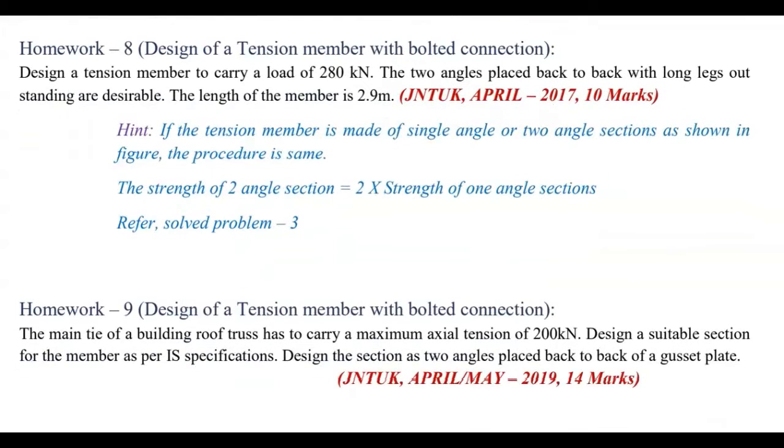And coming to problem number 8, design a tension member with bolted connections again. Here you have to design a tension member to carry 280 kilonewton. Two angles placed back to back with long legs outstanding are desirable. So he is asking you to design a tension member using two angles, joined back to back, okay, with long legs outstanding. This is an angle section and it is connected to a gusset plate.